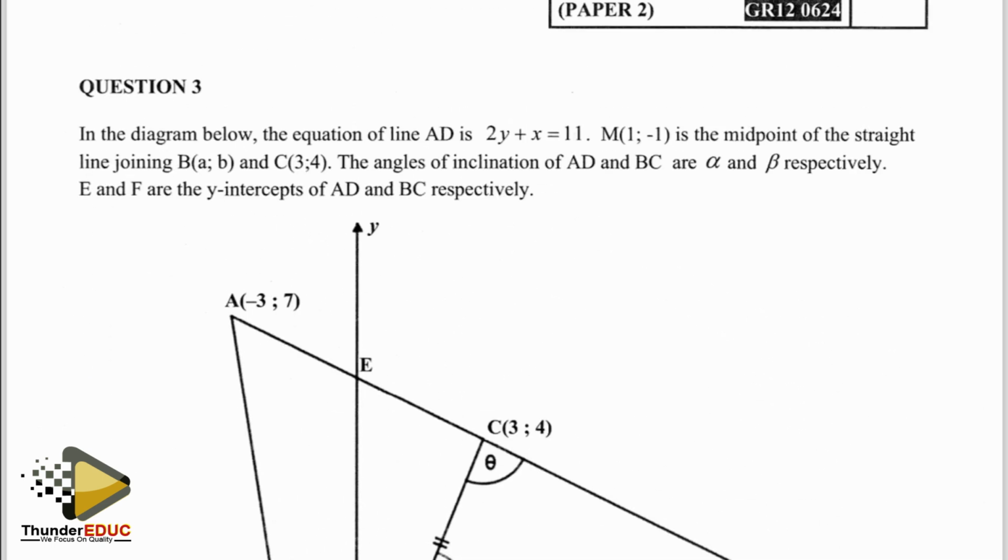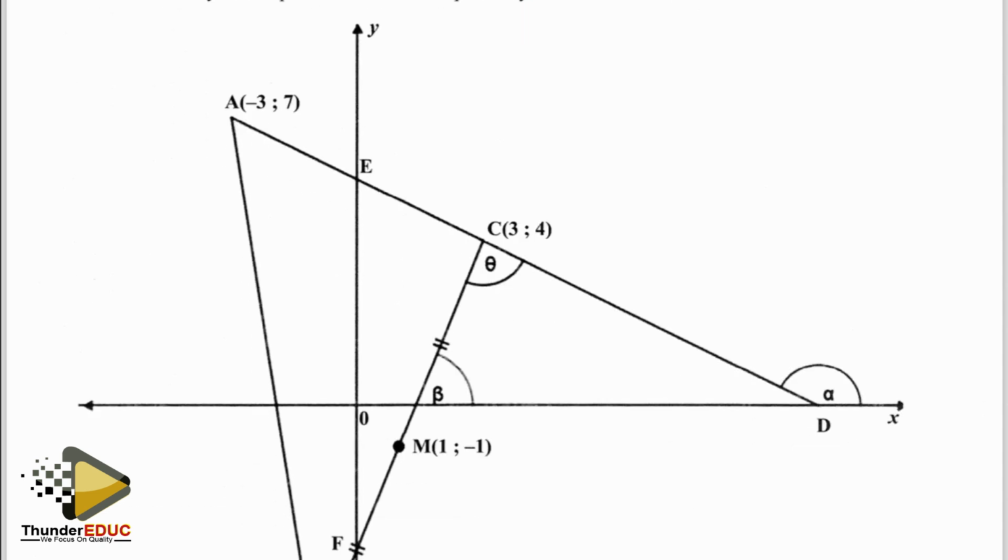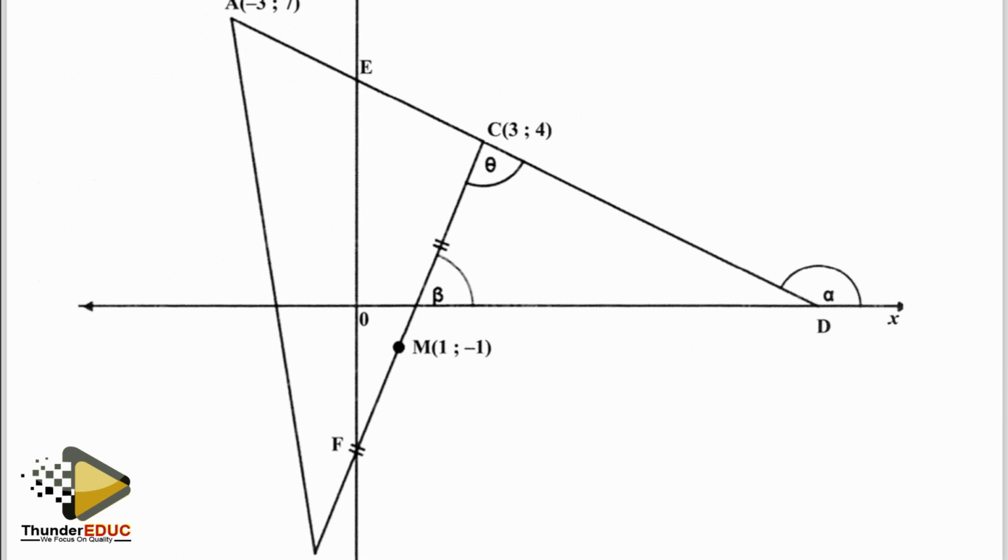Question number 3. In the diagram below, the equation of the line AD is given as this. Let me just rewrite this. So that is negative x over 2 plus 11 over 2. M is a midpoint of that line. The angles of inclination of AD and that are alpha and beta. E and F are the y-intercepts. All right. Okay, so that is the drawing.